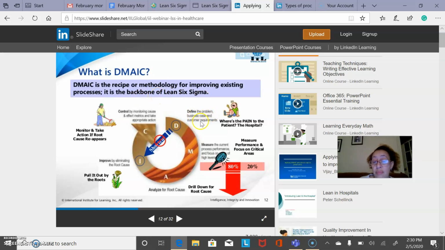It's where you define the problem, business cases, and customer requirements. And then the M is measure the current process performance and focus on quality improvement measures. And then A, you're going to analyze for root cause, and then you're going to improve it by eliminating the root cause, and then monitor and take action if the root cause reappears.